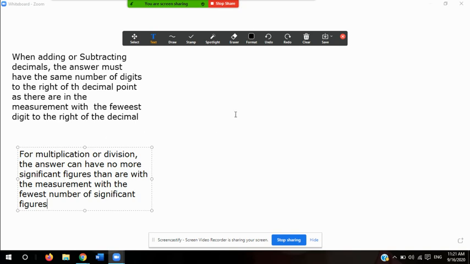And if you read both rules carefully, they pretty much mean the same, that your answer is going to have the same amount of significant figures as the measurement with the least amount of significant figures. But of course, they're worded differently, and we're going to see some examples in a moment.